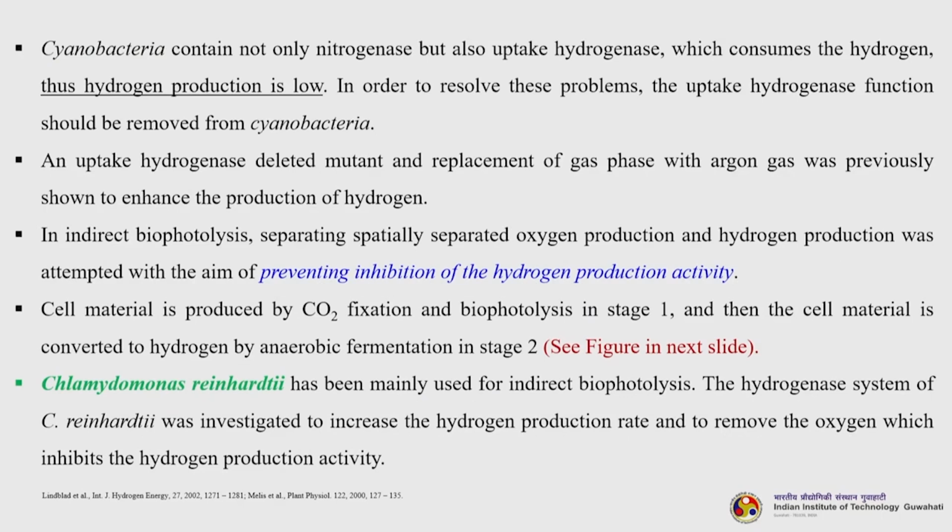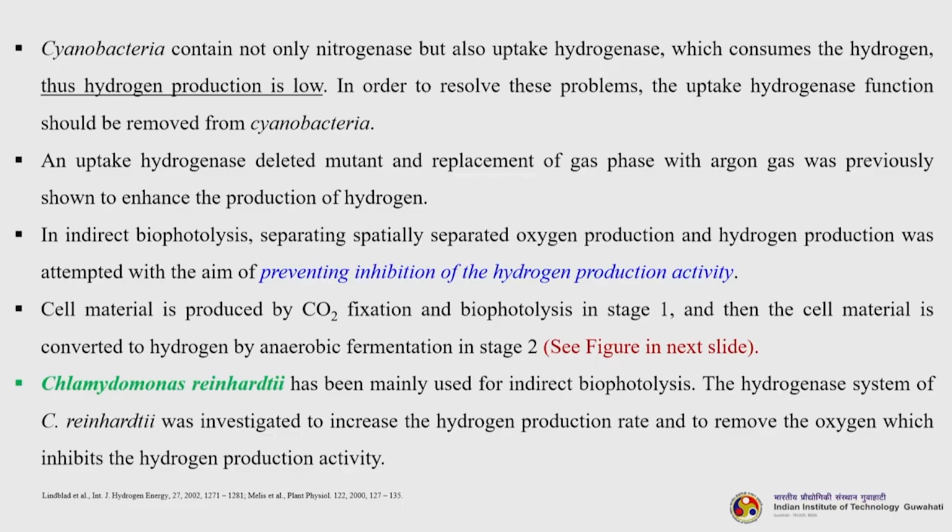Cyanobacteria contain not only nitrogenase, but also uptake hydrogenase, which consumes the hydrogen, so hydrogen production is low. Now, in order to resolve these problems, the uptake hydrogenase function should be removed from cyanobacteria. An uptake hydrogenase deleted mutant and replacement of the gas phase with argon gas was previously shown to enhance the production of hydrogen.